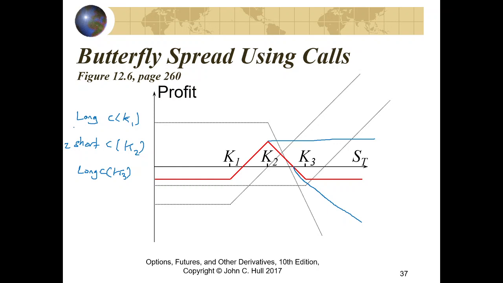Again, we took one long position at strike price K1, so that will be increasing. As the stock price increases, the profit will increase. At K2, we are going to take 2 short call options. So the profit at K2, instead of being increasing or flat, is going to be decreasing. At K3, instead of doing nothing and letting the profit decrease as the stock price increases, we took another long position in a call option, yes, in a call option with strike price K3.